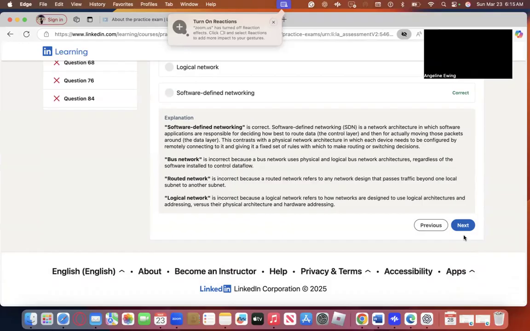Bus network is incorrect because a bus network uses physical and logical bus network architectures, regardless of the software installed to control data flow. Routed network is also incorrect because a routed network refers to any network design that passes traffic beyond one local subnet to another subnet. And logical network is also incorrect because a logical network refers to how networks are designed to use logical architectures and addressing versus their physical architecture and hardware addressing.